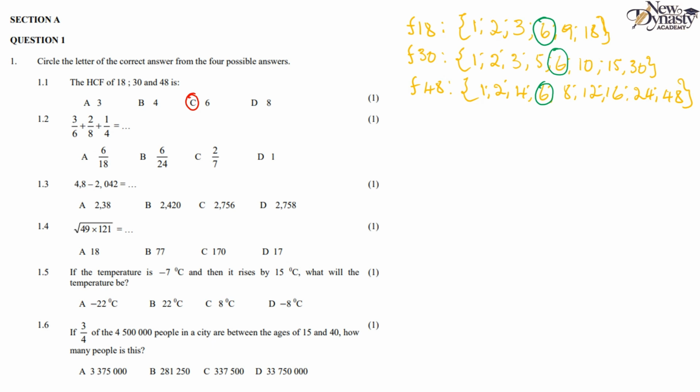Question 1.2. Here we are adding fractions, and for us to be able to add fractions, you must first find the lowest common multiple, I mean to say the lowest common denominator, of 4, 6, and 8.